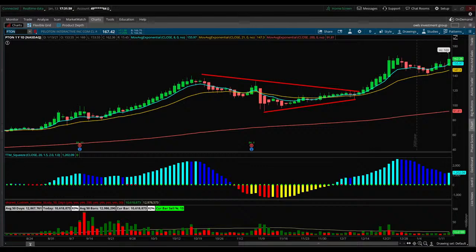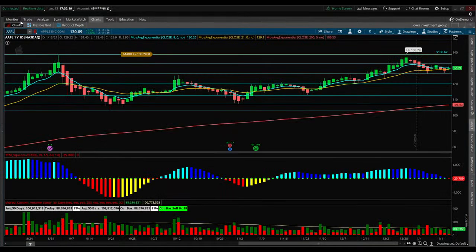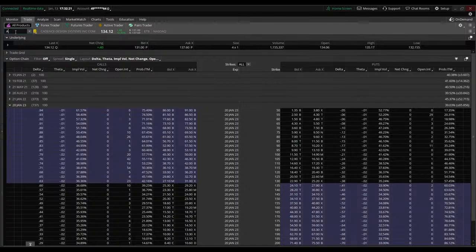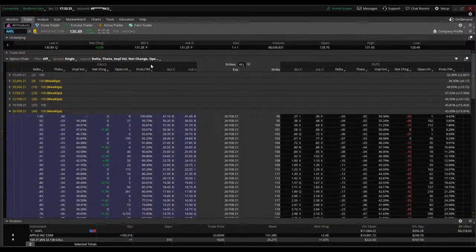I want time, I want a high delta, and I want a low theta. Time on your contract will give you a low theta, and I want strikes not too far away from the underlying. Apple is a good example. If I want to trade Apple, let's say tomorrow, let's just say Apple is in a bullish trend.